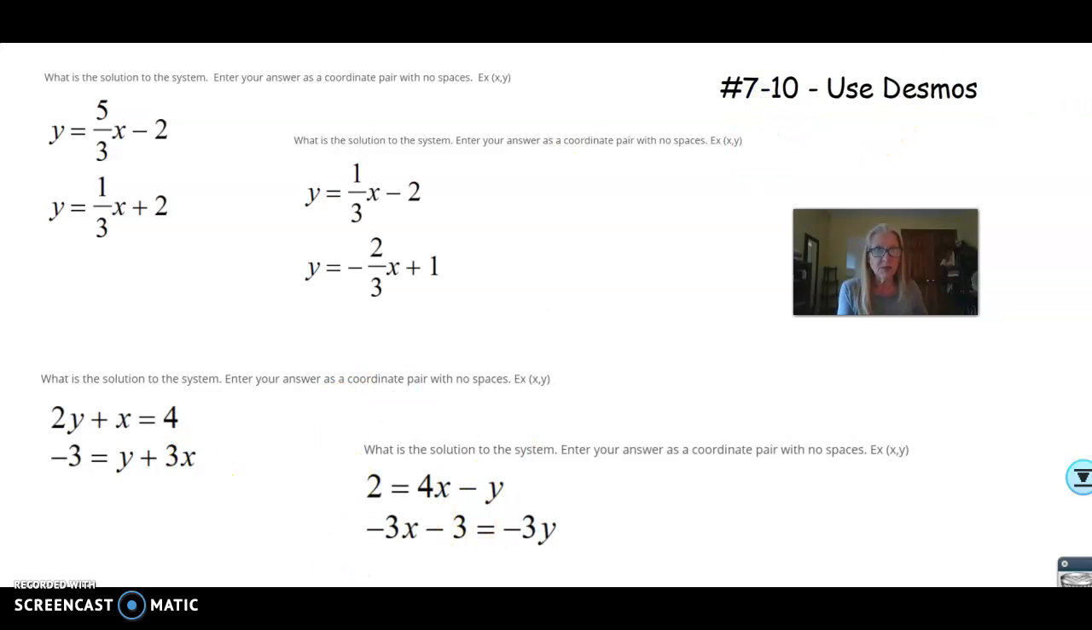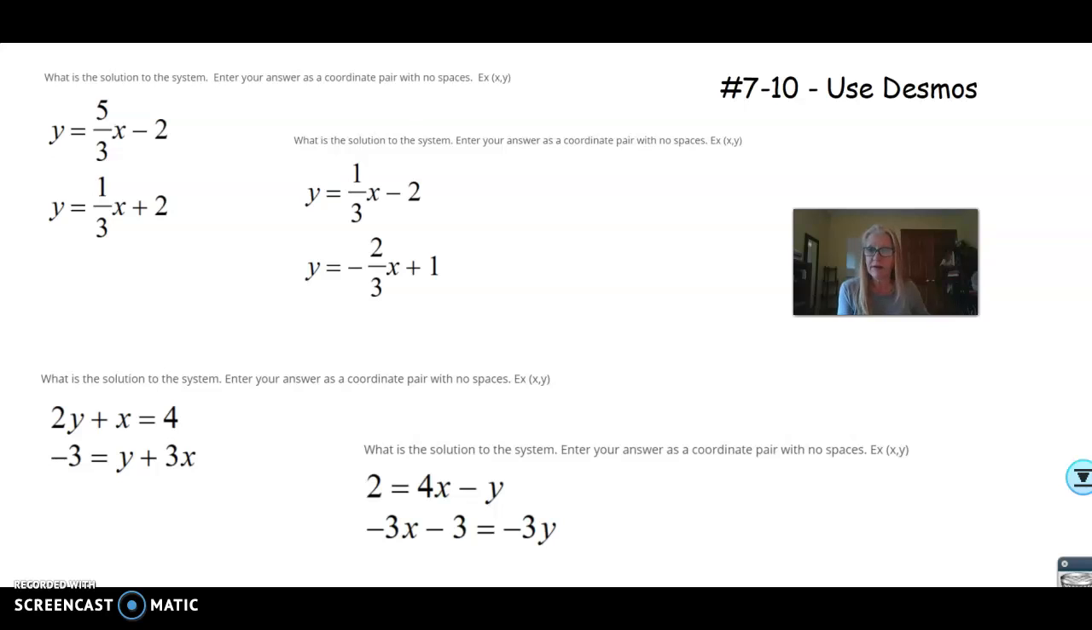Now remember, Desmos, you can download it to your phone as an app. You can access it on a computer or a tablet by just Google searching Desmos Graphing Calculator. Or you can go to McGraw-Hill, which I know is your favorite place to go. And Desmos Graphing Calculator is a little tab there.